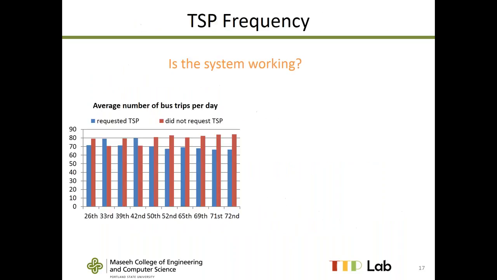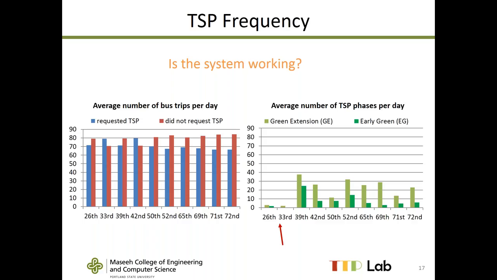So looking at TSP frequency, this allows us to see if the system is working properly. For example, we have here on the x-axis the different intersections from 26th to 72nd, and then we have in blue how many buses were requesting TSP and how many did not request TSP per day on average. You can see that it's fairly constant, in terms of the number of buses that requested TSP and the ones that did not, over the study period.